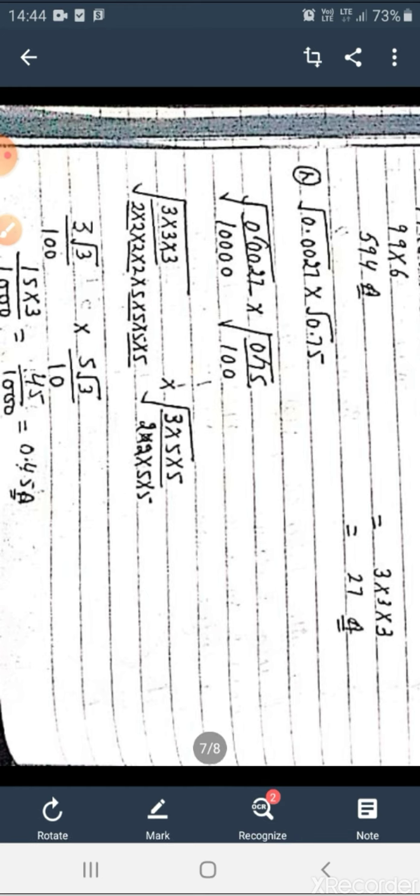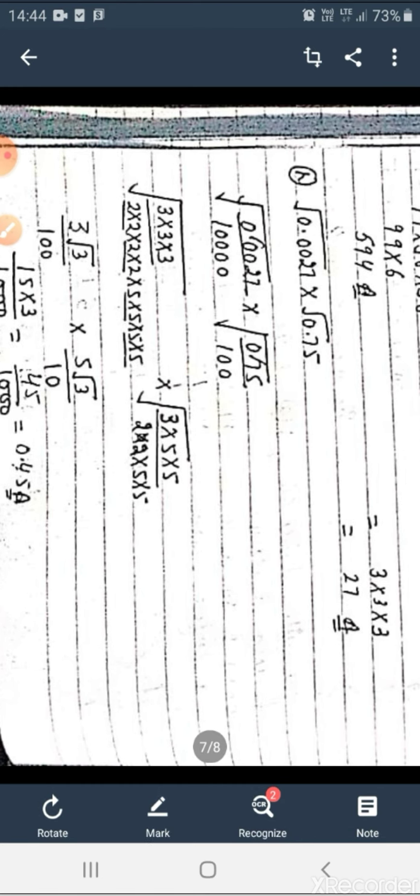So 3 will come out of the root, because in 3 multiplied by 3 multiplied by 3 one pair will be there, and so from the pair 3 will come out and it will become 3 root 3. So here are 4 pairs, 2 multiplied by 2, 2 multiplied by 2, 5 multiplied by 5, 5 multiplied by 5, so it will become 100. 3 multiplied by 5 multiplied by 5, 5 multiplied by 5 is one pair, so 5 will come out and root 3. 2 2s are 4, 2 multiplied by 2 and 5 multiplied by 5, there are 2 pairs. So 2 5s are 10. So it will become 5 root 3 upon 10.